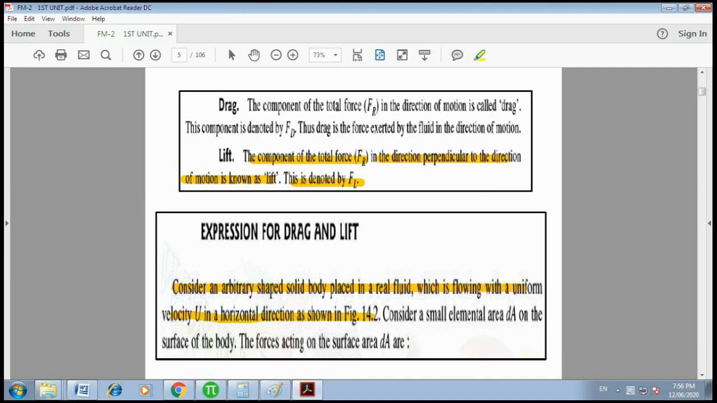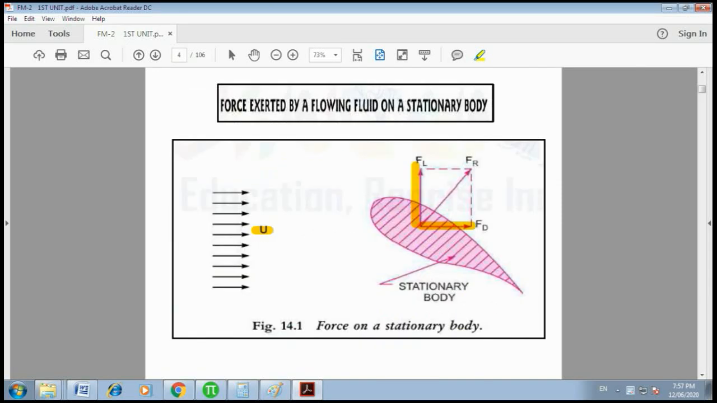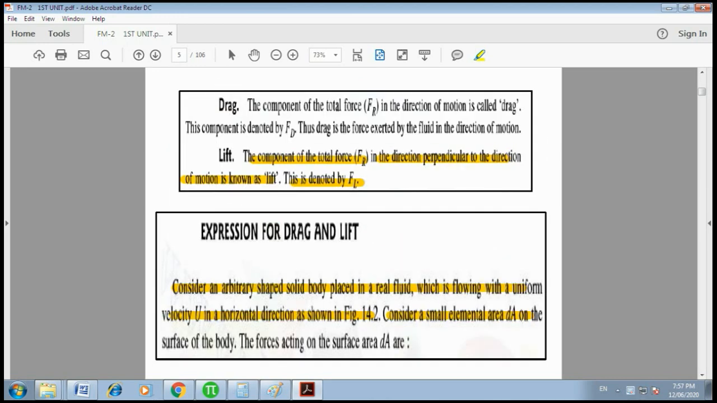Then consider a small elemental area dA on the surface of the body. The forces acting on the surface area dA are as follows. This is the diagram where we have placed some arbitrary shaped body, and the fluid is having velocity u. Then the forces will be acting. Now we'll see this diagram.